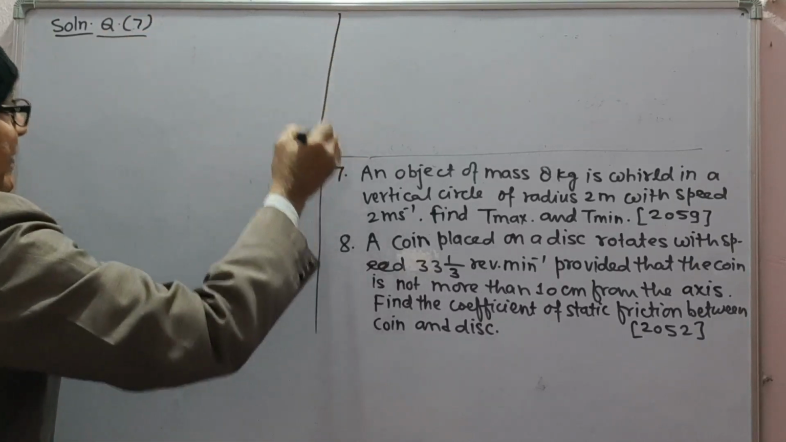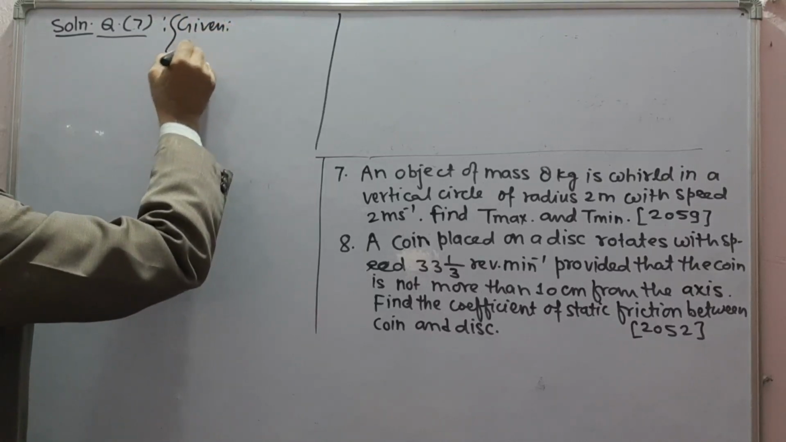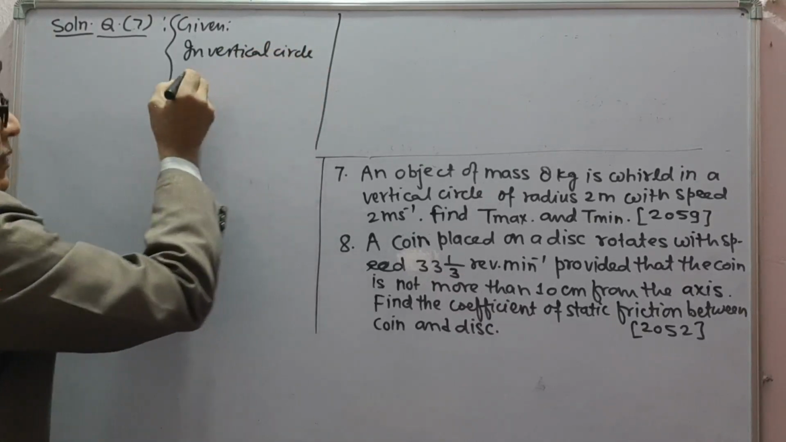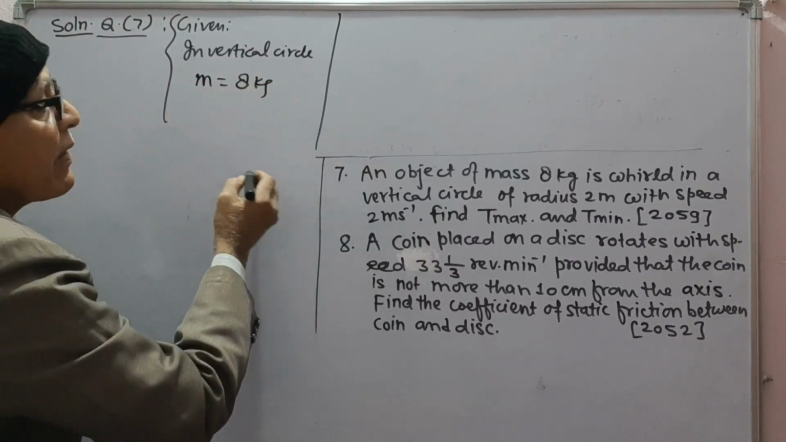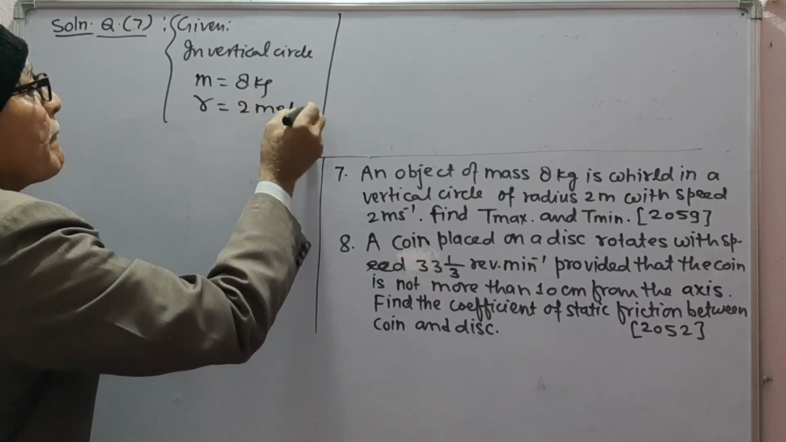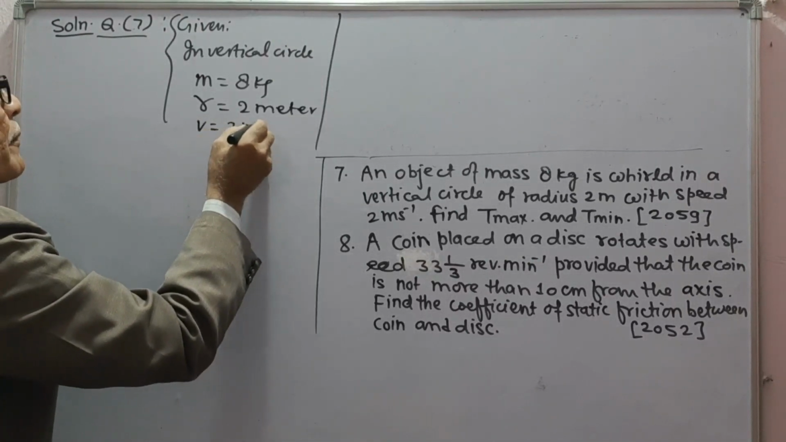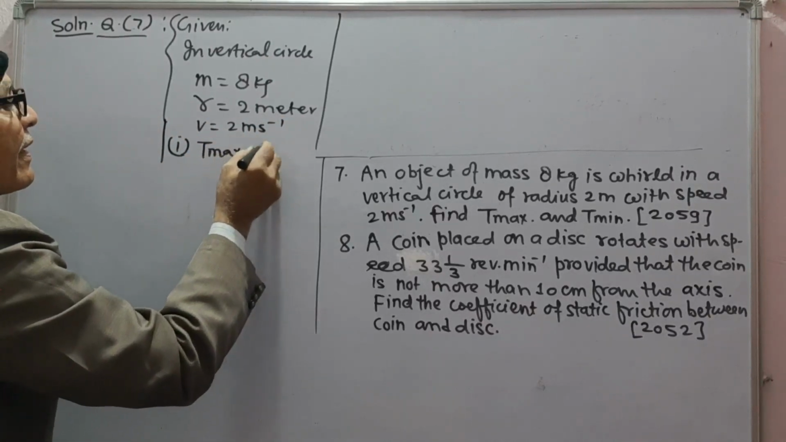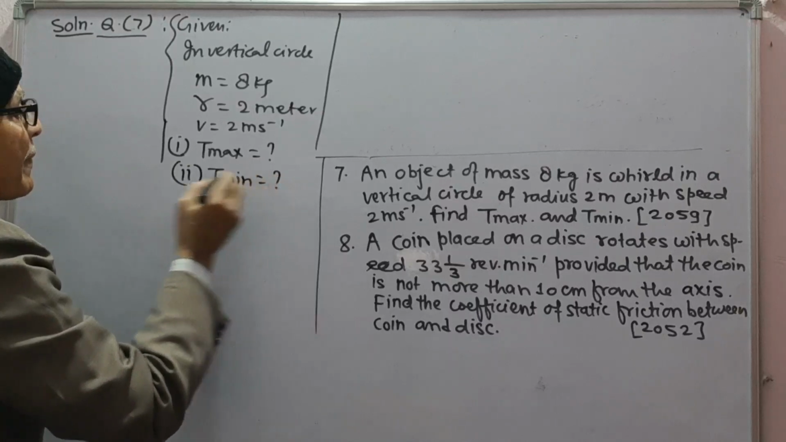Solution to question number 7 given. In vertical circle, mass of object is 8 kg, radius of vertical circle is 2 meter, speed is 2 meter per second. We have to find maximum tension T max and minimum tension T minimum.